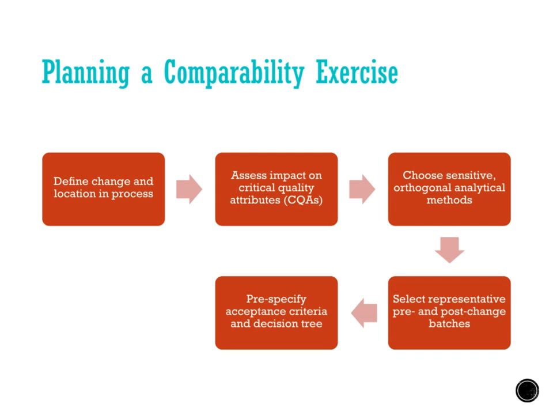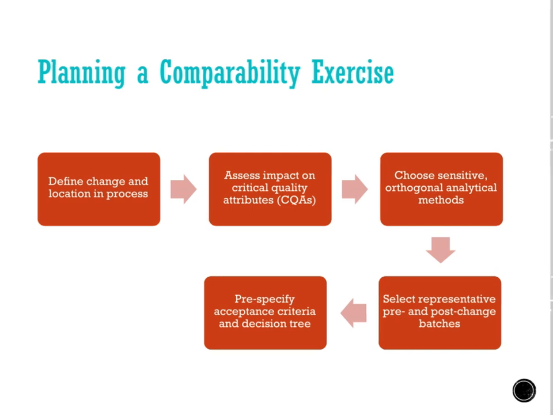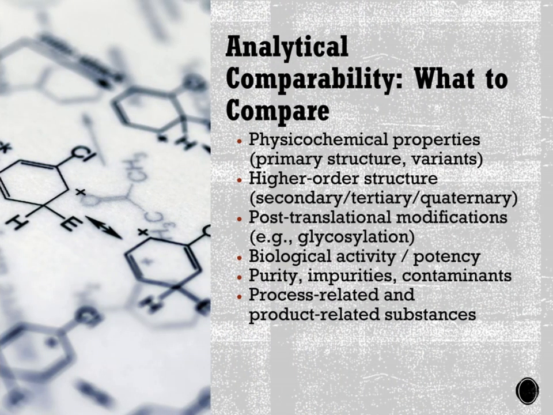So comparability should never feel reactive. It's a planned, pre-specified scientific exercise. Q5E lists the major quality domains to compare. You look at physicochemical properties, including primary sequence and variants, higher order structure because folding changes can matter clinically, post-translational modifications like glycosylation or oxidation, biological activity or potency, which ties most directly to function, and purity and impurities, including aggregates and process-related contaminants.